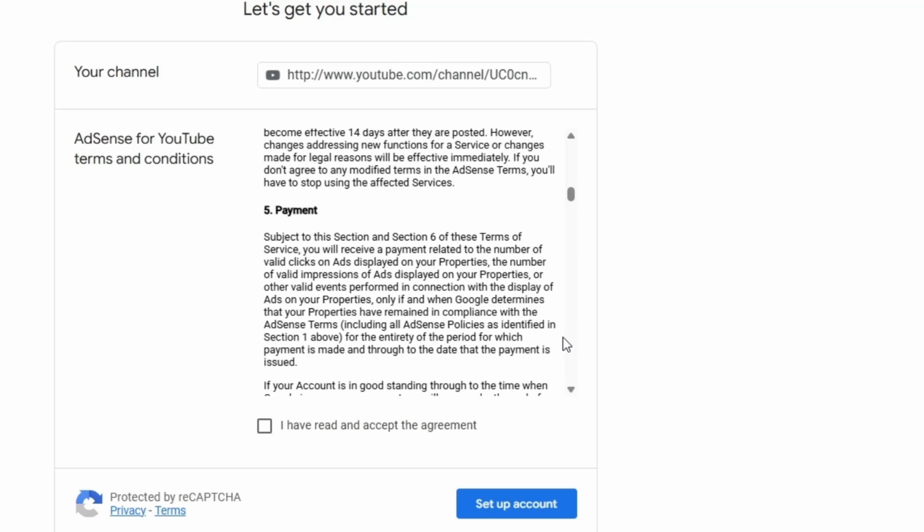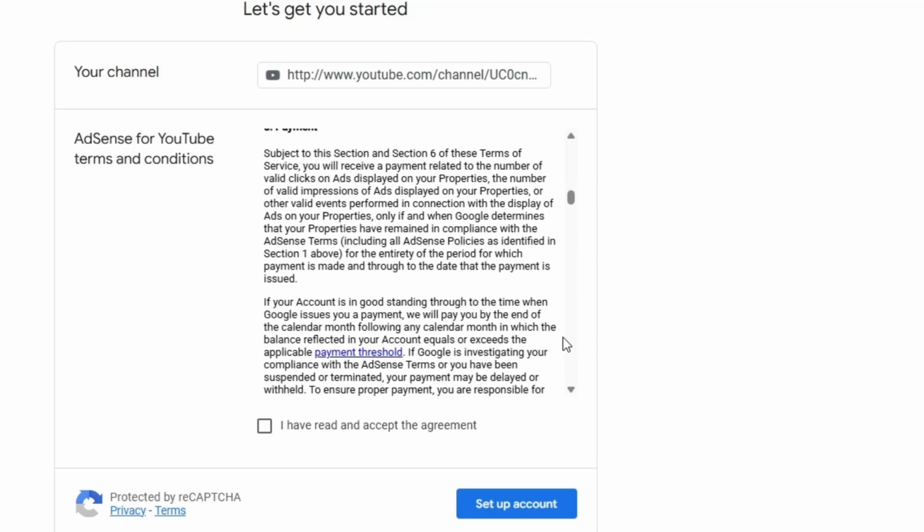If Google is investigating your compliance with the AdSense terms or you have been suspended or terminated, your payment may be delayed or withheld. To ensure proper payment, you are responsible for providing and maintaining accurate contact and payment information in your account. If you implement search services, our payments may be offset by any applicable fees for such services.